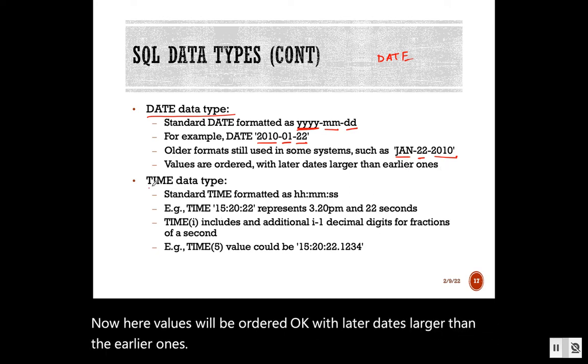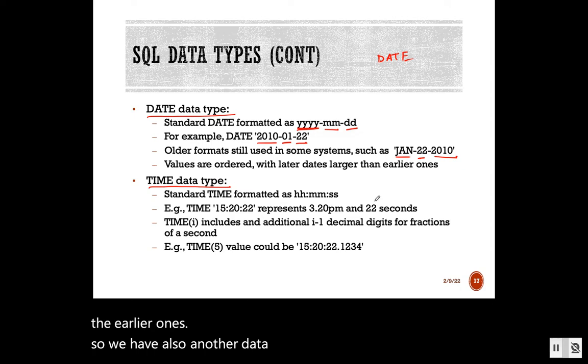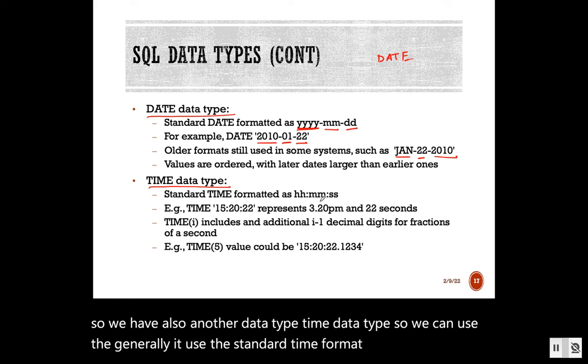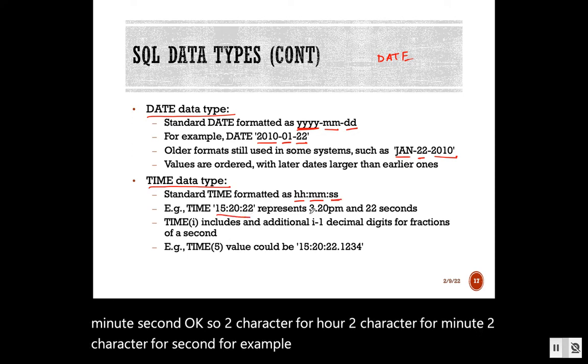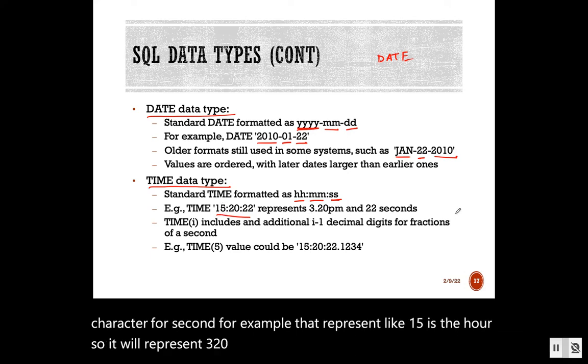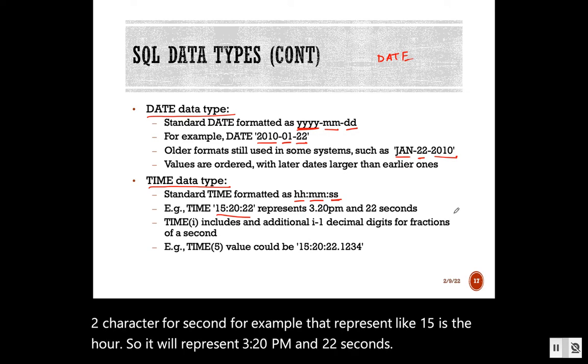We also have another data type, the time data type. Generally it uses the standard time format, for example hour, minute, second. So 2 characters for hour, 2 characters for minute, 2 characters for second. For example, 15 is the hour, so it will represent 3:20 p.m. and 22 seconds.